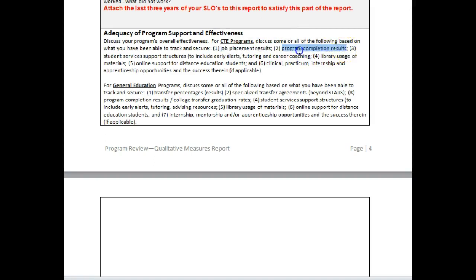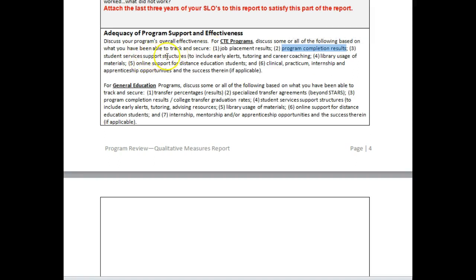Program completion rates, that's for all of us. You can get your program completion rates from Jamie Glass. So we know that number 2 will be reported. But notice this, we're talking about typically for a program review over about 3 years, not just 1 year. So keep that in mind. We're talking about a 3-year span of time.